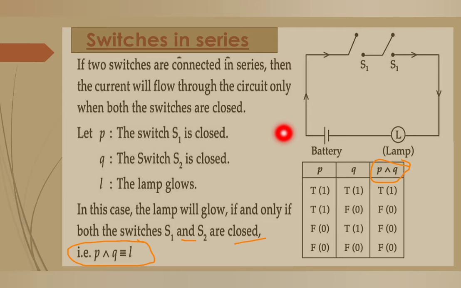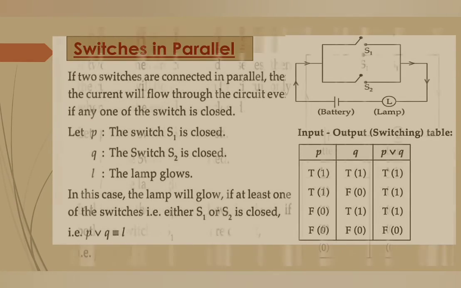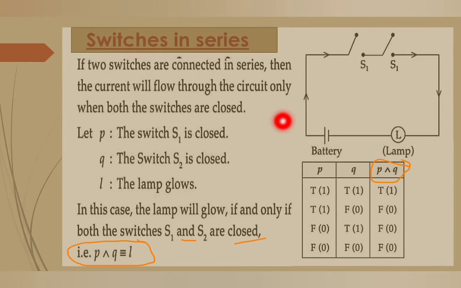Table for this. This is the P statement and this is the Q statement. Here we write its truth value. T means 1 and F means 0. We know that P and Q is T, F, F, F, and we write in brackets 1, 0, 0, 0.